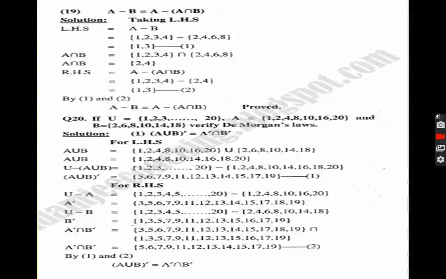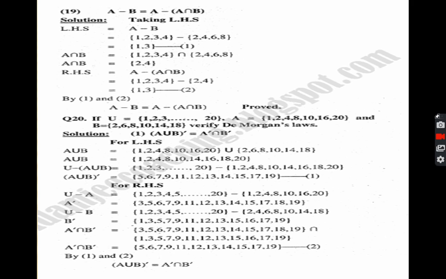Starting question number 19. A minus B is equal to A minus A intersect B. So firstly we will take LHS, A minus B. Firstly we will put the value of A, 1, 2, 3, 4, minus the value of B. The answer is 1 and 3, because 2 and 4 are present in the set A, so they cancel each other and the remaining will be 1 and 3.